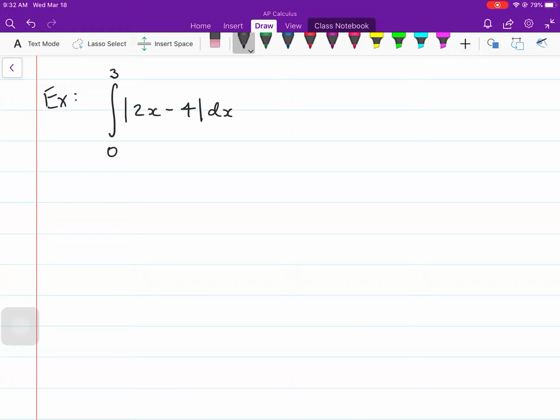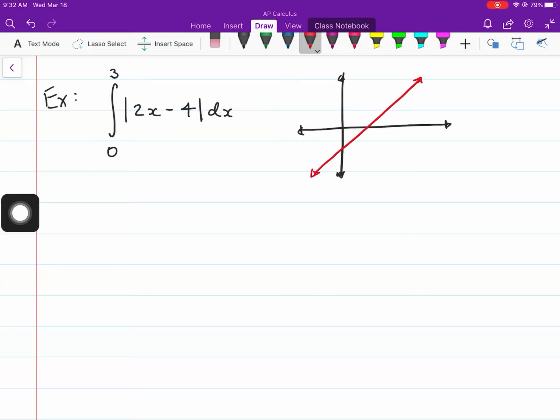So after that last video, I just wanted to post a quick little example of what I was talking about with the absolute value. So if you have to integrate an absolute value, then you want to figure out where the function is negative, because you can tell this is a line, it has a negative y-intercept.